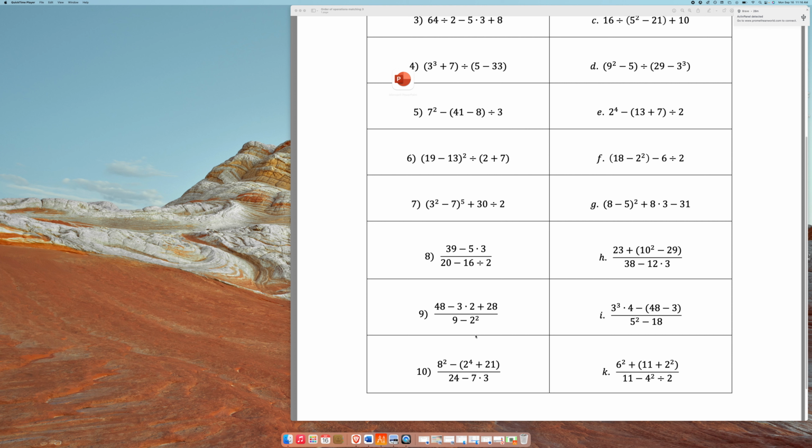What am I going to do first? Subtraction or division? I'm going to do division. So the 20 stays, minus, and then 16 divided by 2 is 8. And that's what I have left over. Moving to the next. 39 minus 15 is 24, sorry. And then 20 minus 8 is 12. If you simplify this, you can divide that by 6. You get 4 over 3. So number 8 here is 4/3. Okay, and I'm leaving that on my screen.